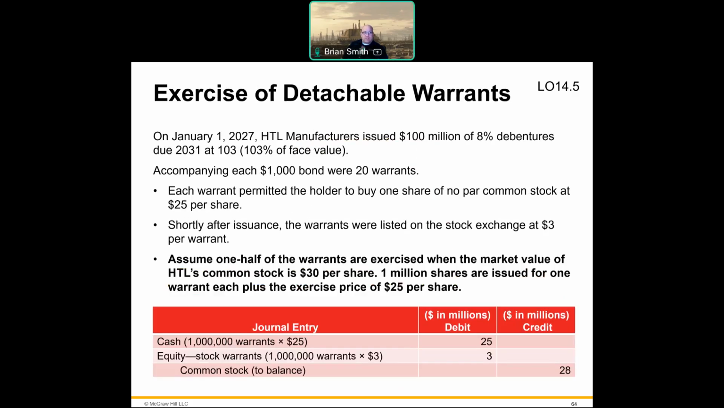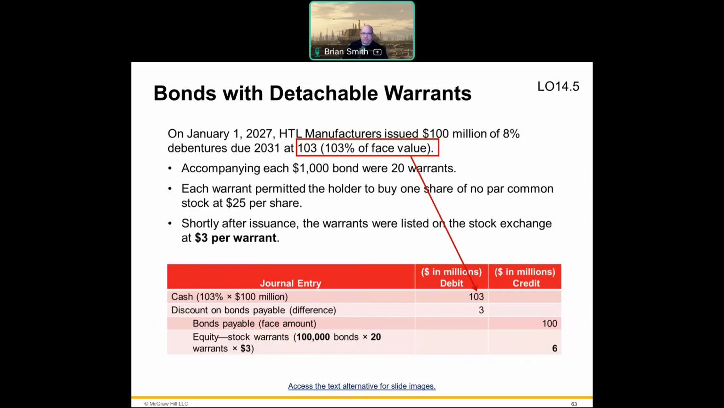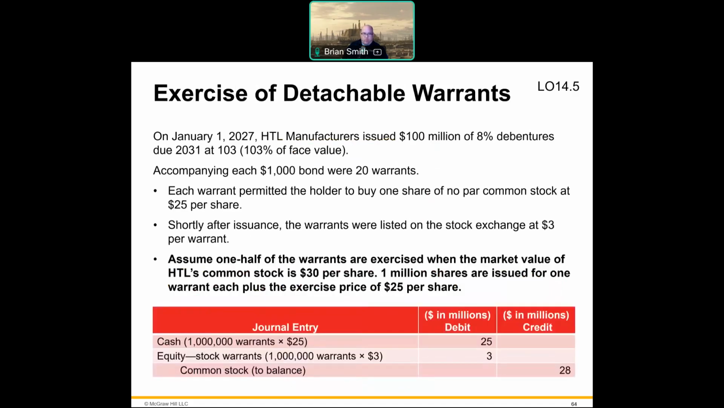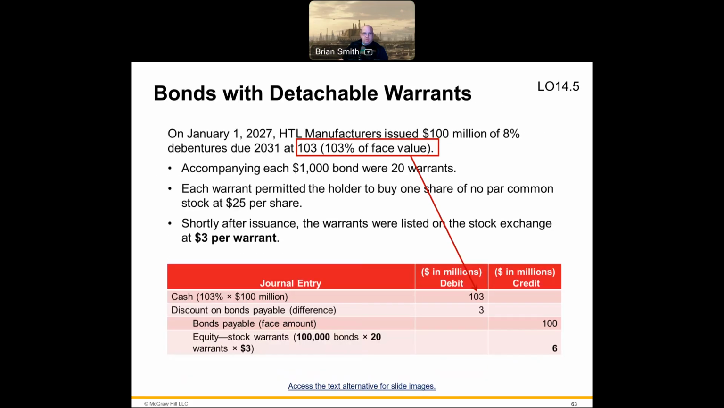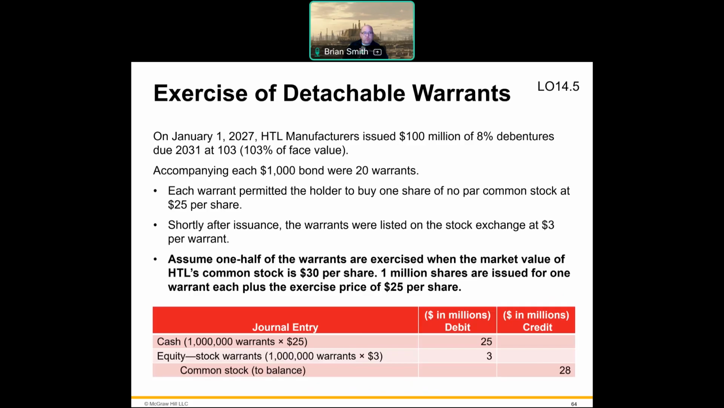Cool. All right, when we exercise the warrants, it says assume one half of the warrants are exercised. So one half of those warrants, 6 is 3. So $3 million worth of warrants are exercised. So I'm going back again. Did it tell us the amount? 1 million shares are issued for one warrant each plus the exercise price of 25. Okay, that's where I got the 1 million. I was confused where they got that. Take the cash, 1 million times the $25 that the people are exercising and paying, and you get $25 million.